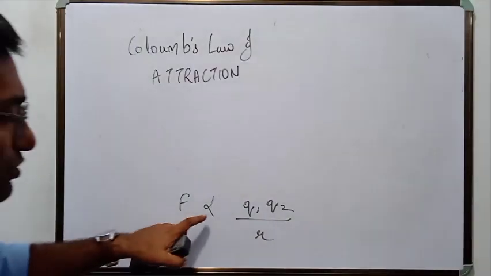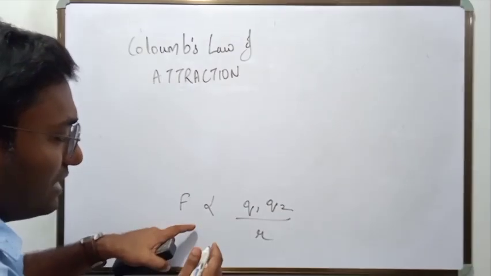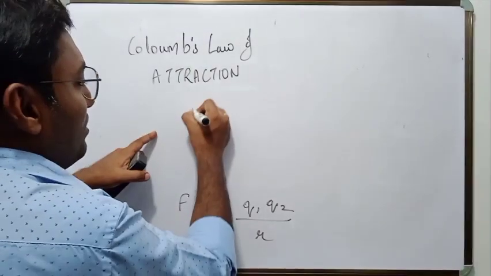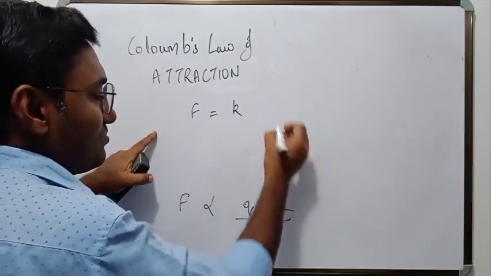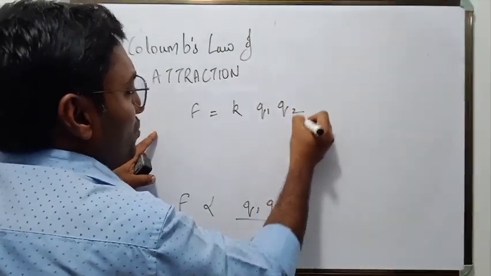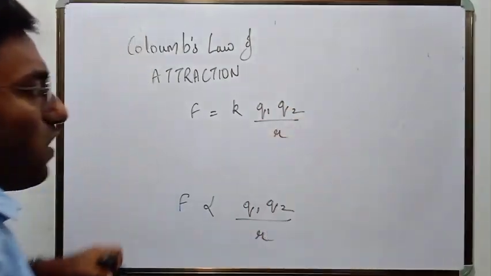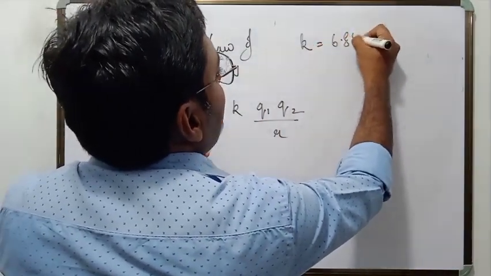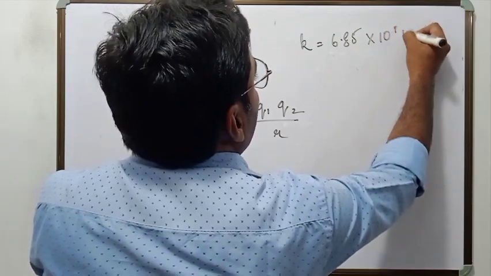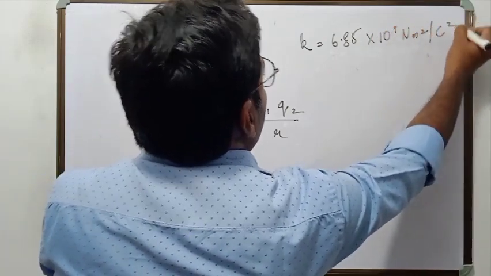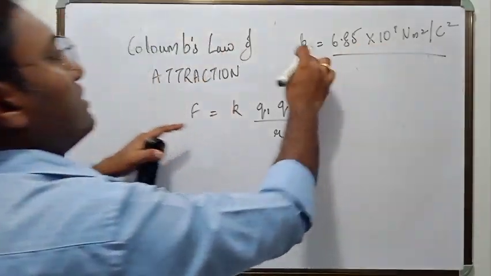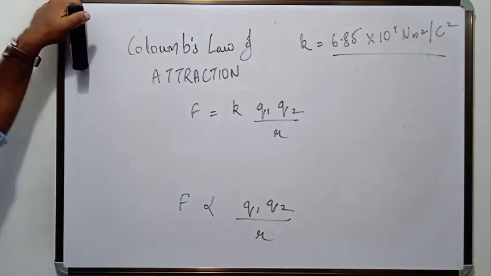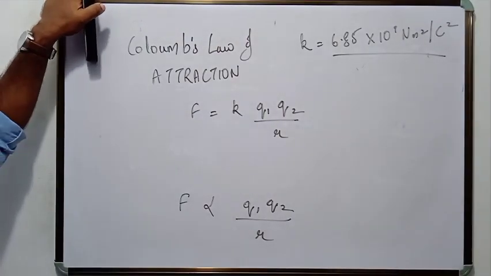Now you want to remove this proportionality sign to calculate. There should be some measurement here. So force is K, which is a constant, Q1 Q2 divided by R. The value of K is 6.85 into 10 raised to the power 9 Newton meter square per Coulomb square. K represents the force of attraction when unit charges are separated by unit distance.